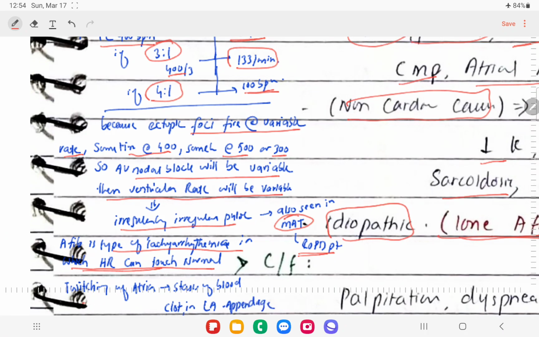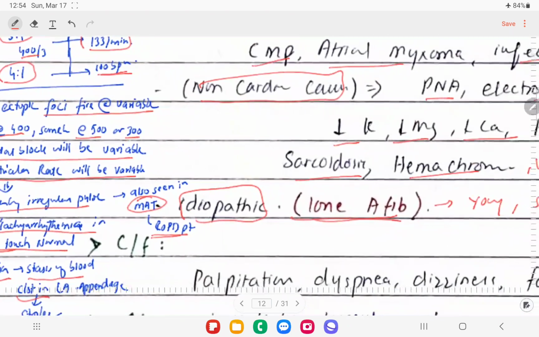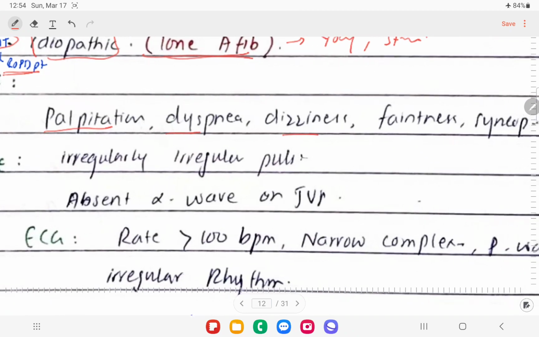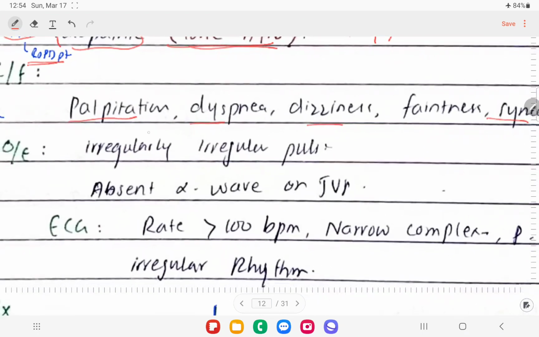Because of twitching of the atria, there can be stasis of blood in the left atrial appendage, and that leads to clot formation. Sometimes patients have subclinical AFib, which is mostly seen on intracardiac monitoring devices. Those patients who have symptoms complain of palpitations, dyspnea, dizziness, faintness, syncopal attacks, and we find an irregular pulse on examination.